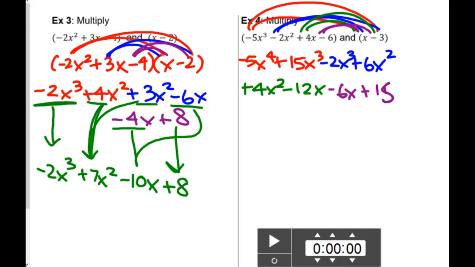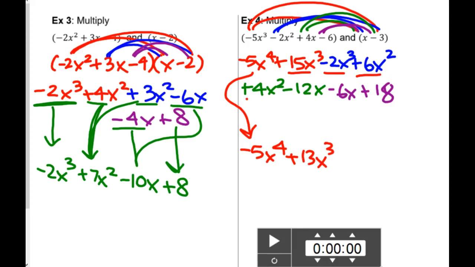Now, that's a lot, right? But we're gonna combine like terms, make it a little bit more condensed, right? You with me? Now, let's combine. The highest power is 4, and there's only one of them. So let's bring it down: negative 5x to the fourth. And then my x cubes will come down. 15 minus 2 is 13x cubed.